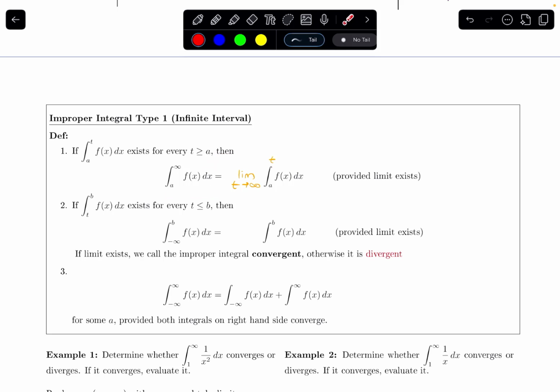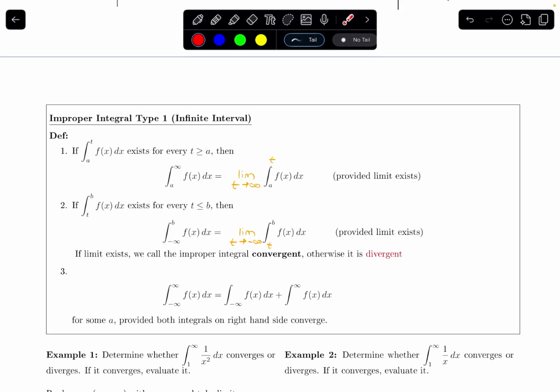If I have my interval starting at negative infinity and going until some number b, I can do the same type of thing. Let's replace the negative infinity with t and do the limit as t goes to negative infinity now. So with both of these, if that limit exists, we call the improper integral convergent. And if it doesn't exist, we say that the improper integral is divergent.